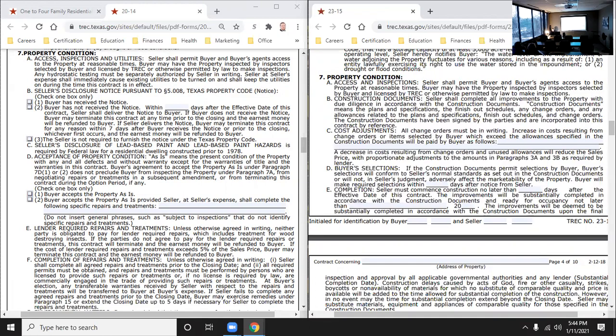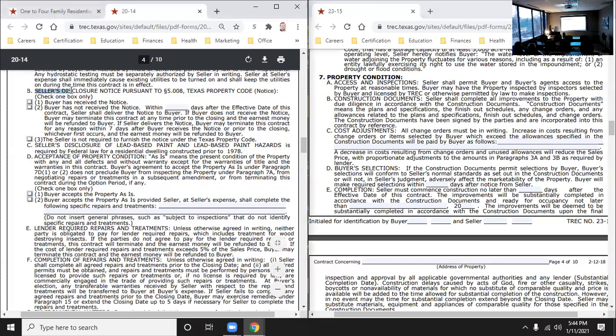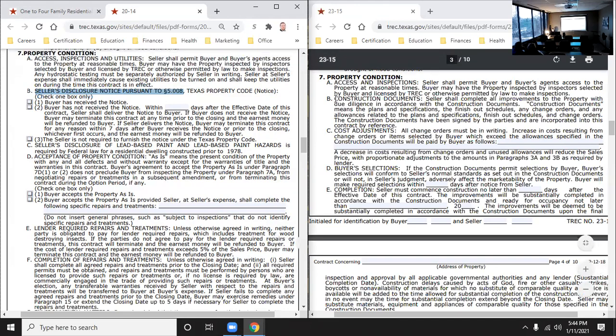The most important part that's missing: seller's disclosure. The seller's disclosure is completely not even there. It's gone. You look over here onto this one, onto the 1 to 4 family. There it is, clear as day. Okay, but over here, B is construction documents.